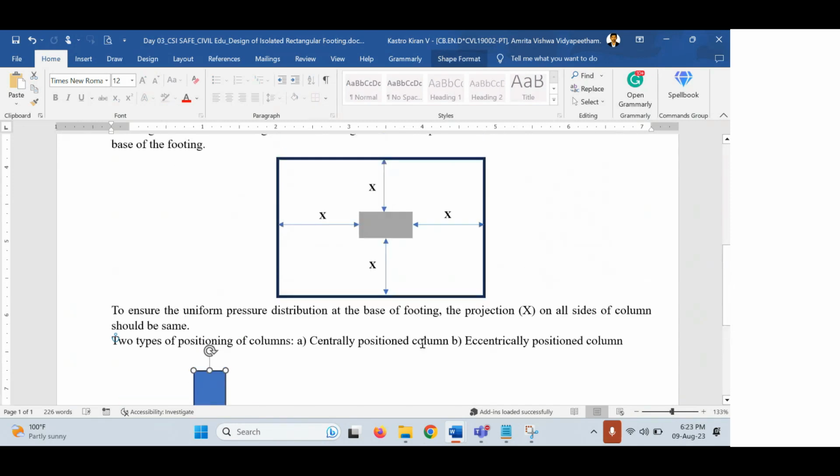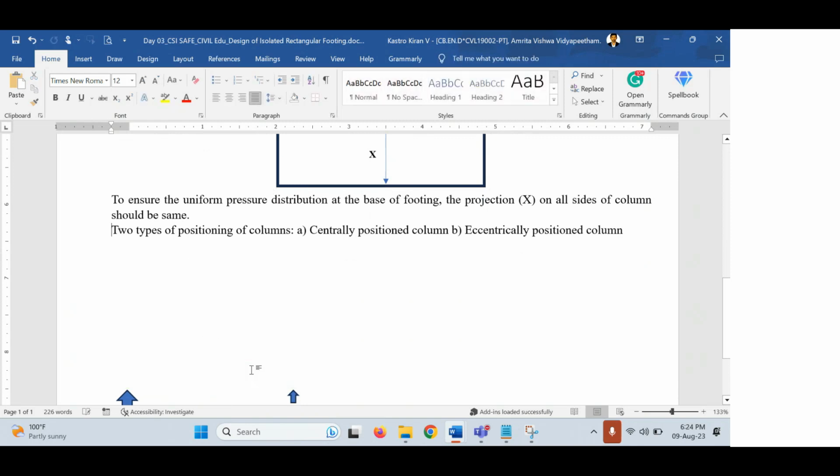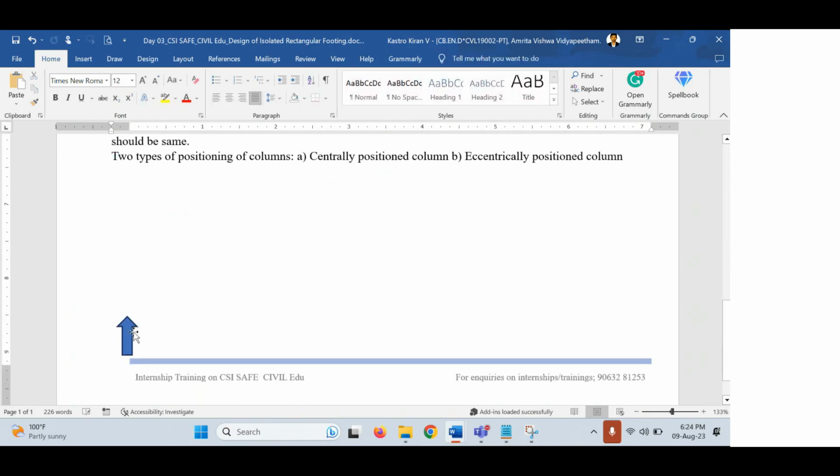That is the reason why I said that to ensure uniform pressure distribution, the column has to be placed at a distance of x from all sides of the footing. When you don't satisfy this condition, the foundation slab will experience the uplift condition. We already talked about it: settlement is okay, but uplift is never okay. PT less than S, PT greater than S, we discussed in the last session.